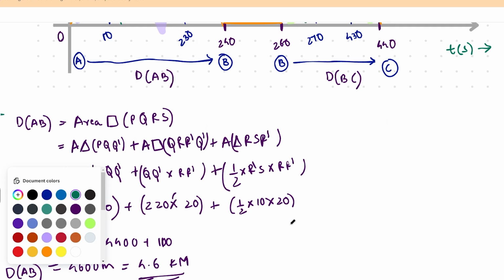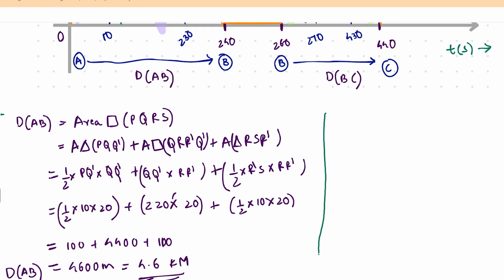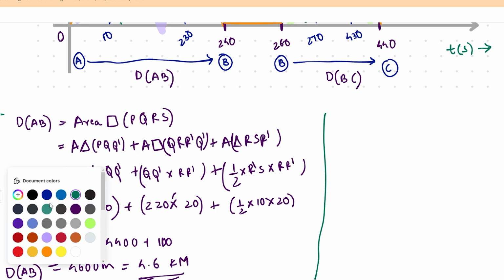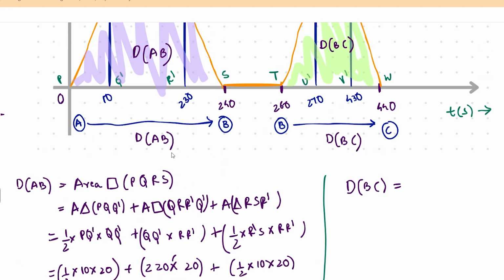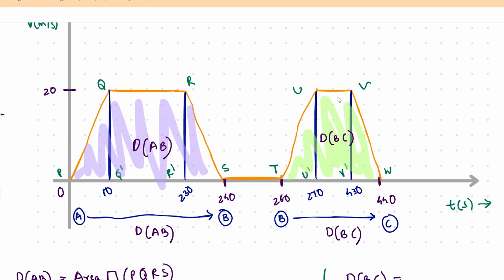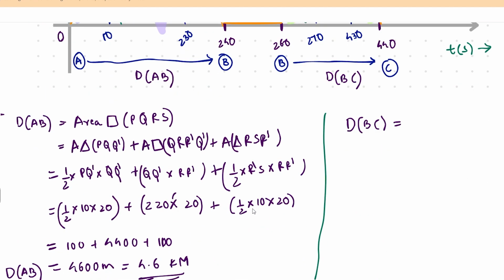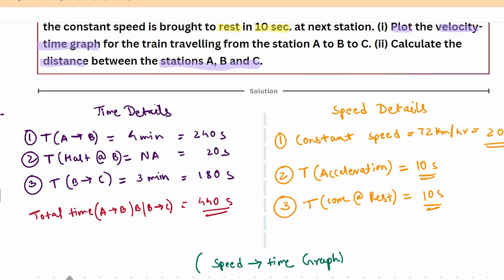Now, using the same method, let us quickly calculate the distance between stations B and C. I'll keep the calculation part to you guys because it's the same thing. You just have to observe this graph and calculate the area under this graph using the similar methods. And if you do that, you will get the distance between stations B and C to be 3600 meters, that is 3.6 kilometers. Okay. So with this, we successfully solved this particular numerical.